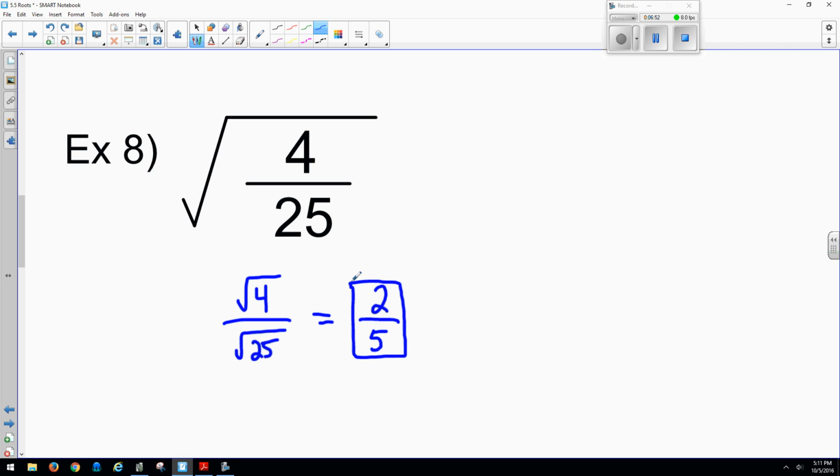We are going to get a lot more in depth with simplifying radicals, but this is just an introduction.